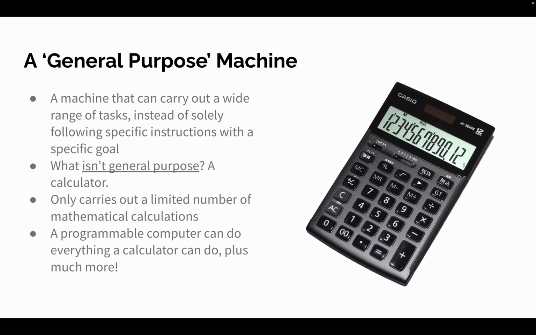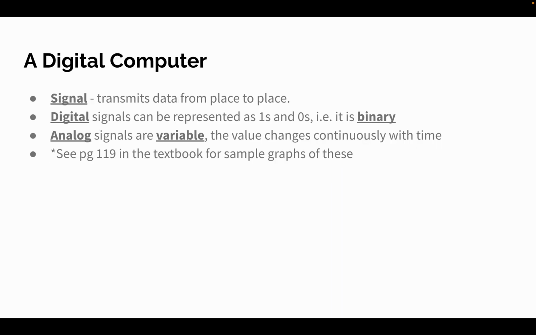An example of something that wouldn't be general purpose is a calculator, because it can only carry out a limited number of calculations: your addition, subtraction, multiplication, division, your square roots, whatever. You can do all that on a programmable computer, plus much more. You can't program your calculator and bring it into the exam hall for the maths and bring up your proofs, because that would be cheating. So they're not programmable.